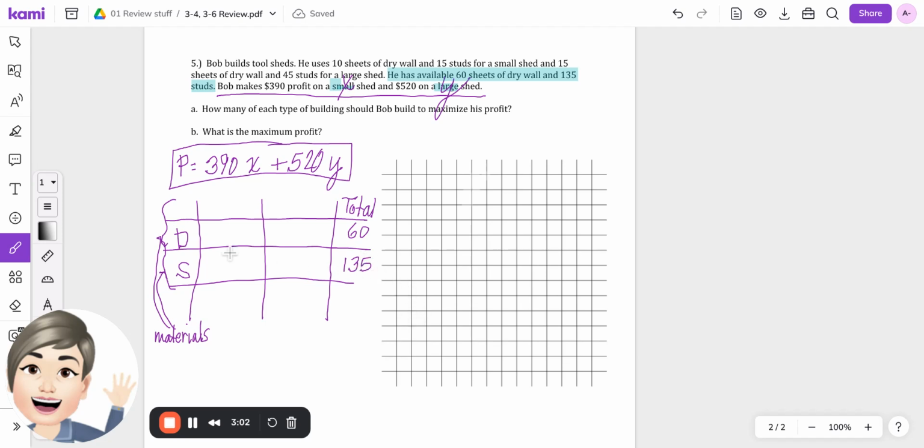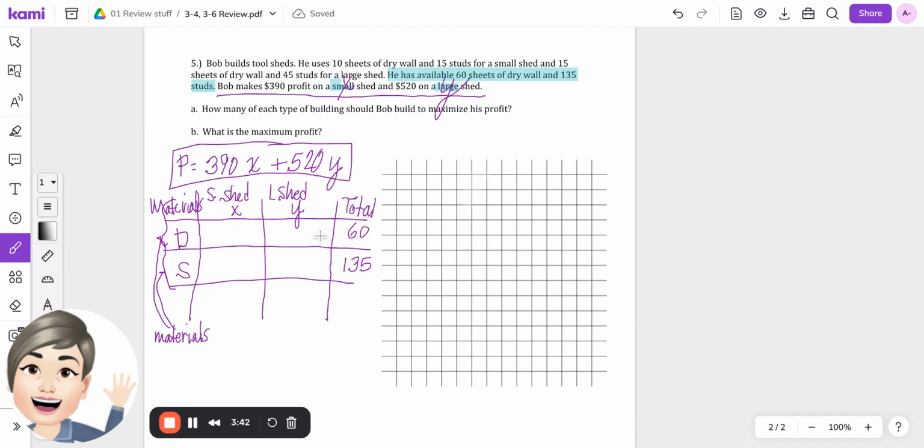Okay. And again, this is materials. What are we selling? Sheds. The small ones and the large ones. Okay. We want to know how many of each type, small and large shed. Okay, this is the small shed and this is the large shed. Or did I do that backwards? Small is X, so I'm correct, and large is Y.